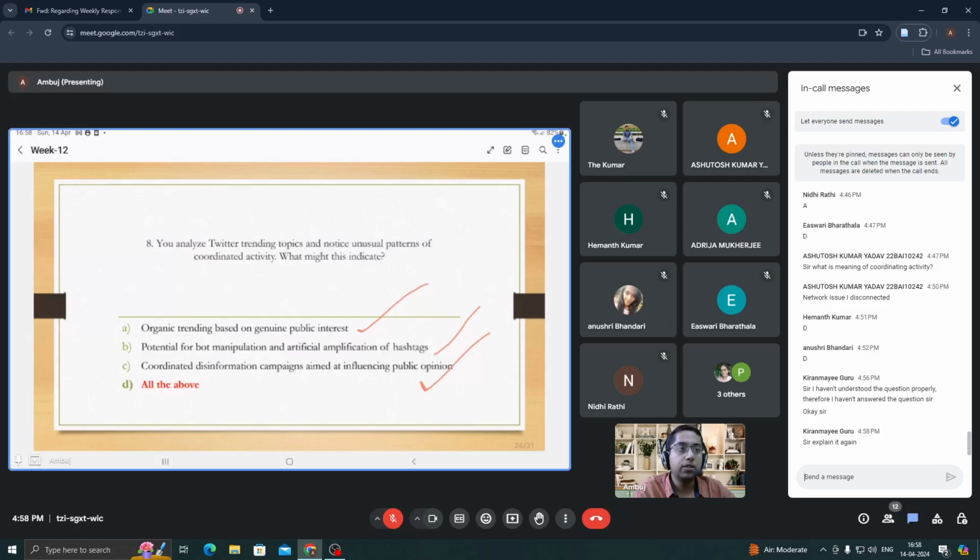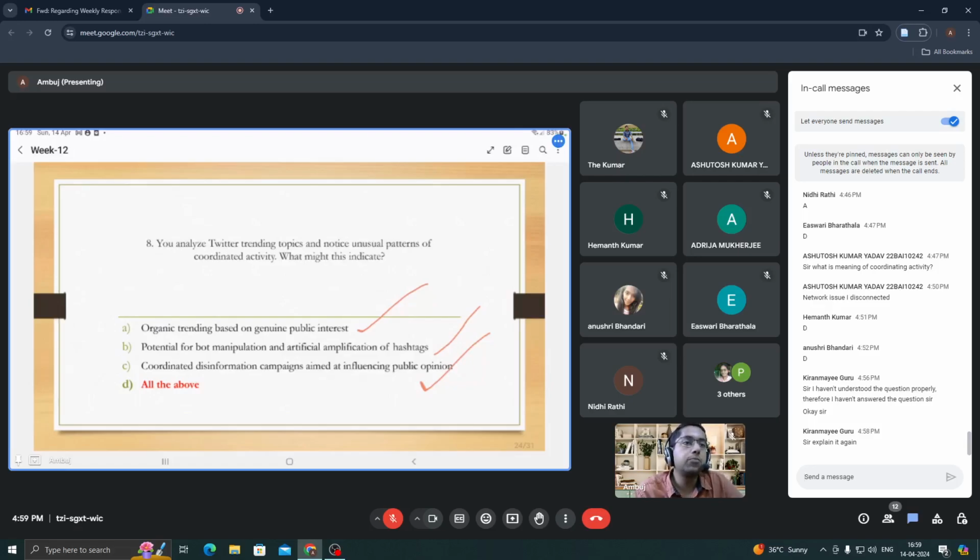coordinated activity. Okay, what do you mean by coordinated activity? A lot of happenings are taking place in a simultaneous pattern. Okay, simultaneous timing. My meaning is this: suppose a particular hashtag is trending. This is an example of coordinated activity because users are getting together, and the liking of a particular topic is increasing simultaneously. That is what is meant by this.